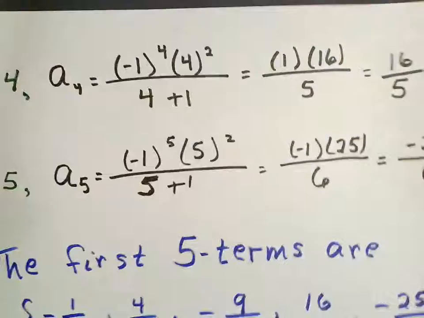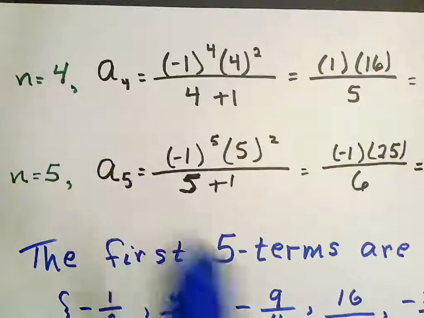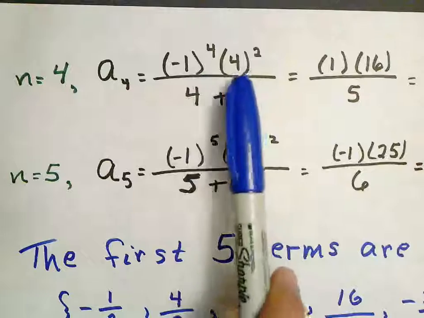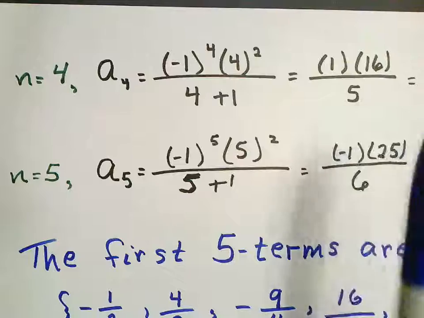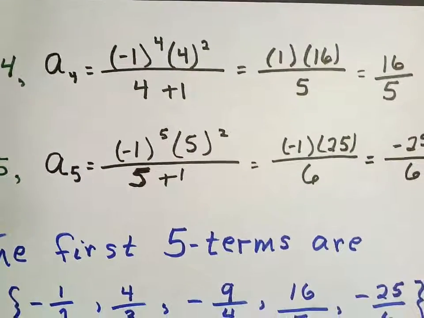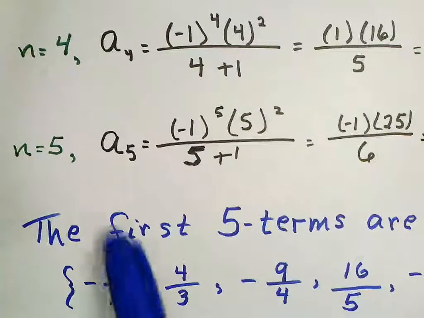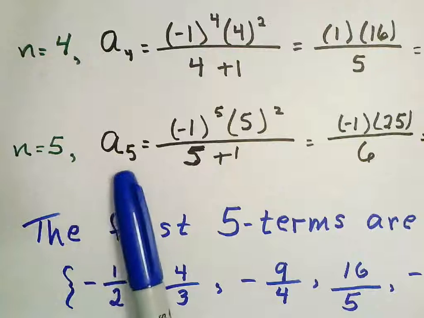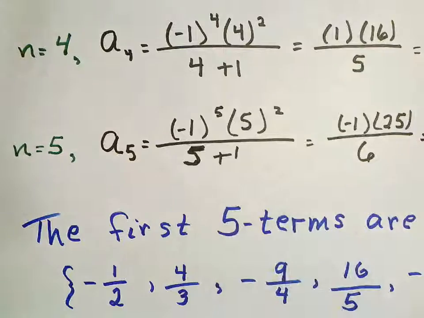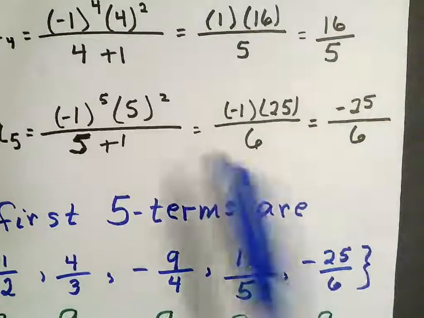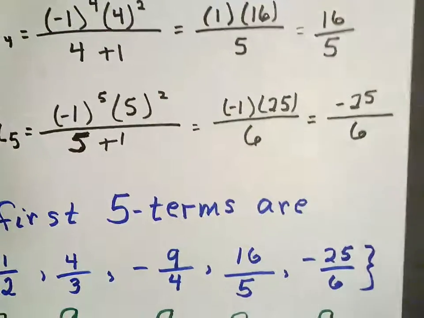Then we're going to find the rest of the first 5 terms. We're going to let n be 4. So a sub 4 is equal to negative 1 to the 4 times 4 squared over 4 plus 1. So it's going to be 1 times 16 over 5, which gives us 16 over 5. Then for the a sub 5 term, we're going to let n be equal to 5. A sub 5 equals negative 1 to the 5 times 5 squared over 5 plus 1. And then we have negative 1 times 25 over 6, which is negative 25 over 6.